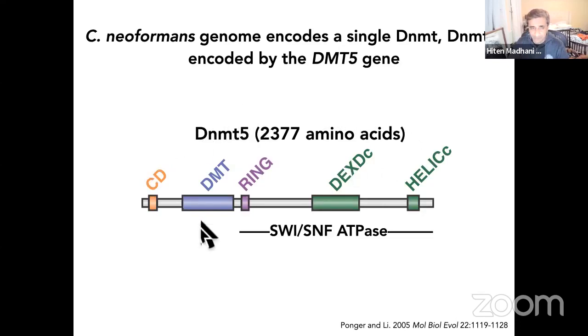And here's the protein. It has a catalytic domain, an ATPase domain that's related to those of chromatin remodeling enzymes, SWI/SNF ATPases, and also a reader domain that recognizes chromatin marks. So this enzyme, when you knock it out, results in the loss of all DNA methylation in Cryptococcus.